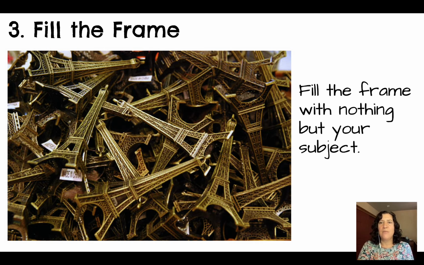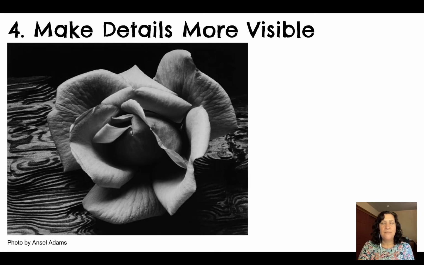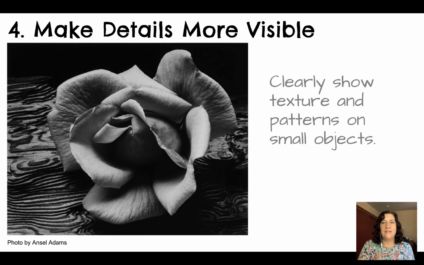So fill that frame with nothing but your subject. By doing this, by getting in close and eliminating all those distracting objects, you make details more visible because you're physically closer to the object, and the camera can see, like in this photograph, the texture of the wood, the texture of the rose petals. So find an object that has interesting texture and get close to it so we can see those interesting details. This clearly shows textures and patterns on small objects, so give that a try.